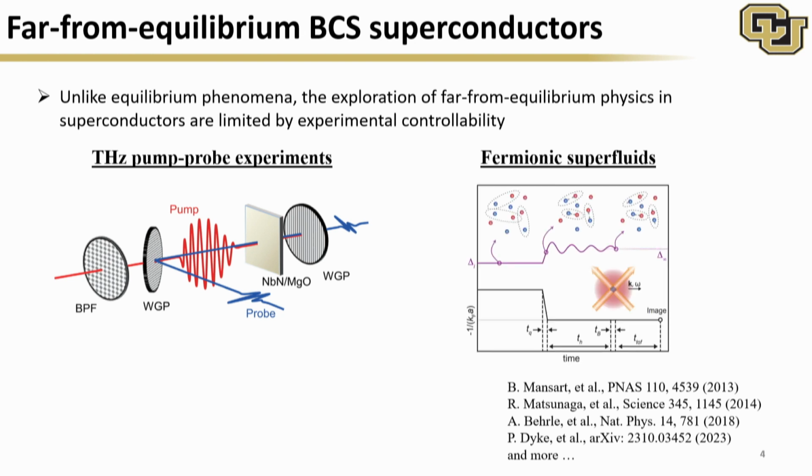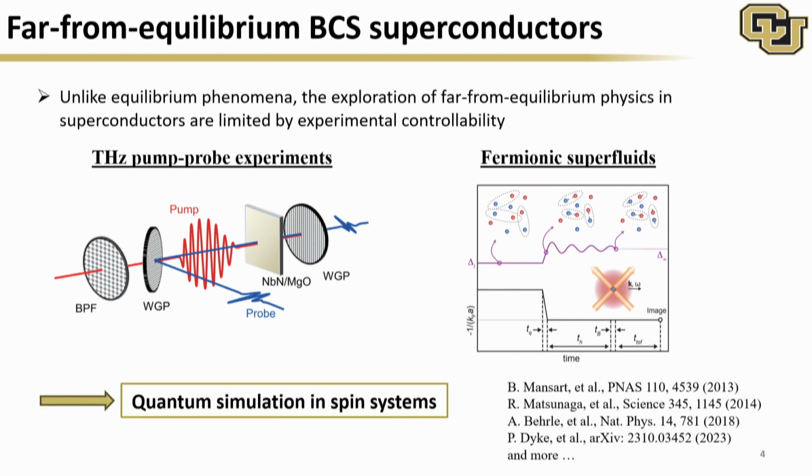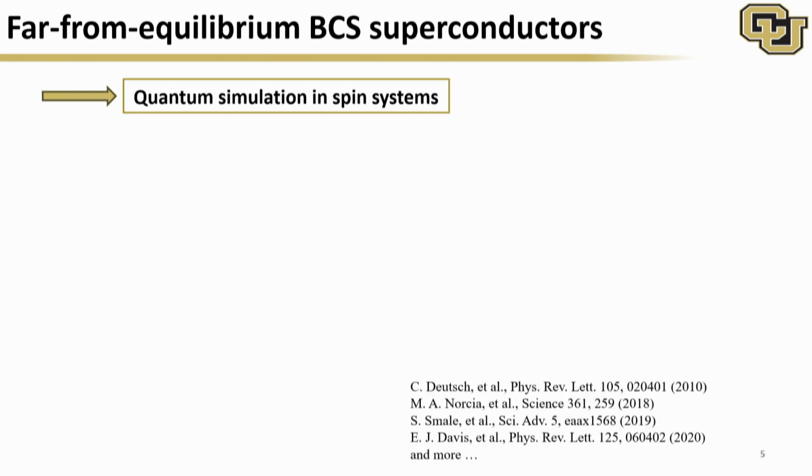People are also considering doing it in fermionic superfluids. While the technique used to quench the interaction is the Feshbach resonance, it also has inevitable heating effects. So this is the reason why we think that if we can do quantum simulation in spin systems, we can have more insights on this far from equilibrium physics.